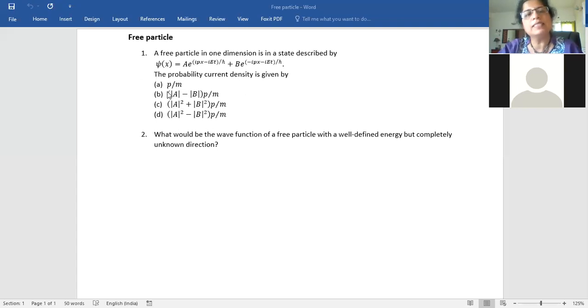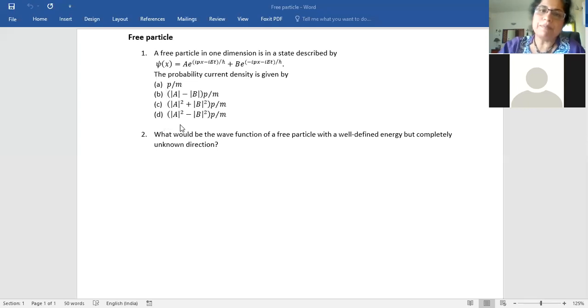Now the first solution you have is P by M. So P of course is momentum, so P by M will be nothing but a velocity, right? If you look at the other terms, you will see that there is a velocity term multiplying all of them. The factor in front is changing. You know that A and B are dimensionless quantities, so none of them are going to really change the dimensions. So all of them are equally probable.